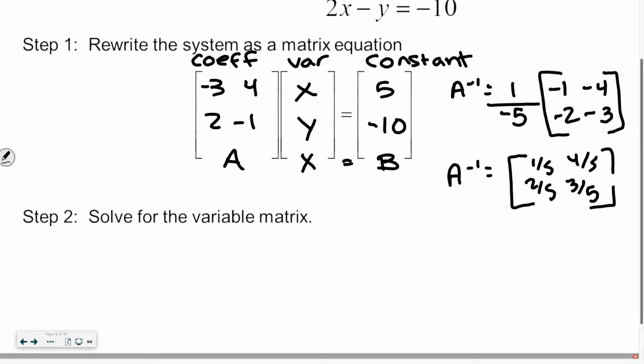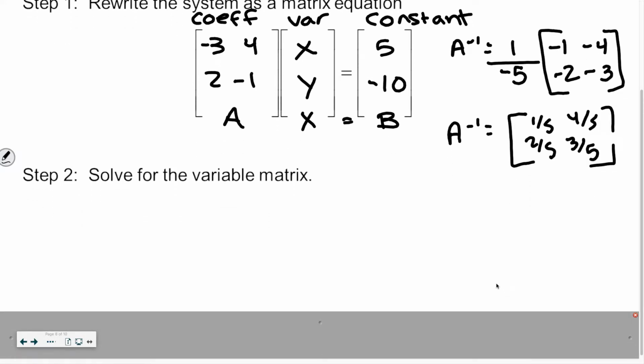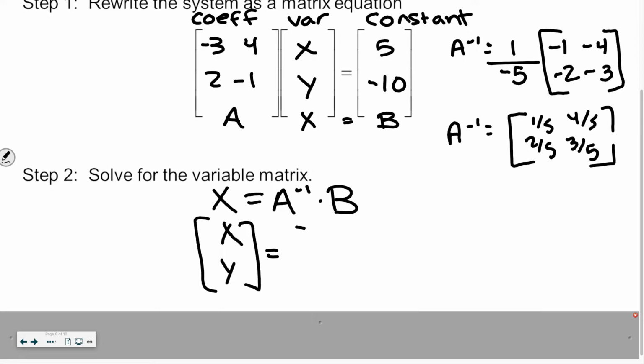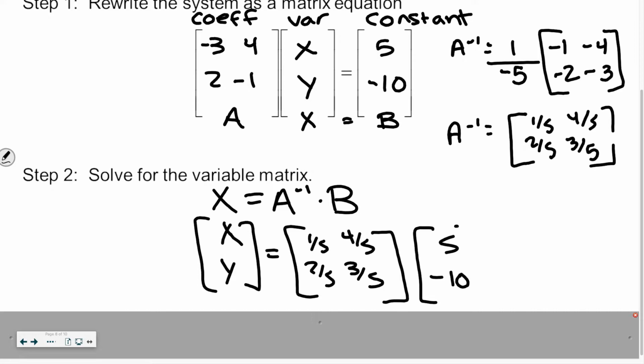But now I want to use that inverse to solve the equation. So remember, if A times matrix X equals matrix B, it's true that matrix X is equal to A inverse times B. So my variable matrix, XY, is equal to 1/5, 4/5, 2/5, 3/5 times the 5 and negative 10 matrix.